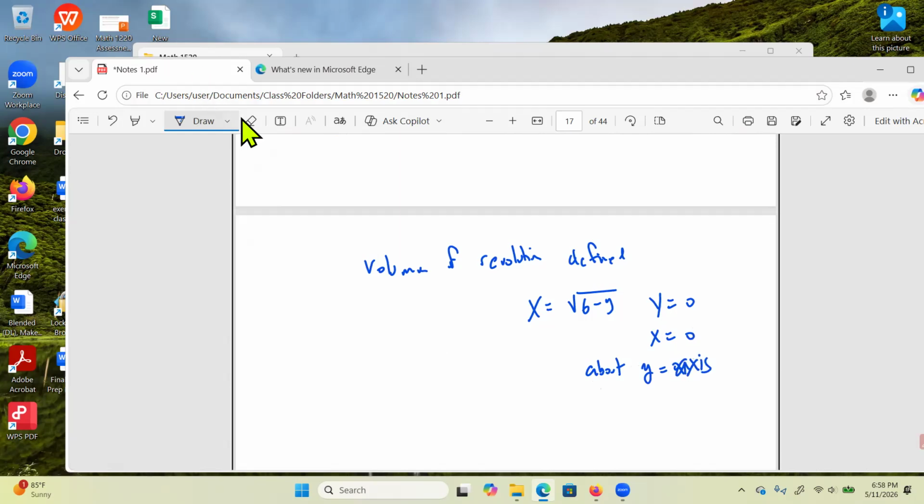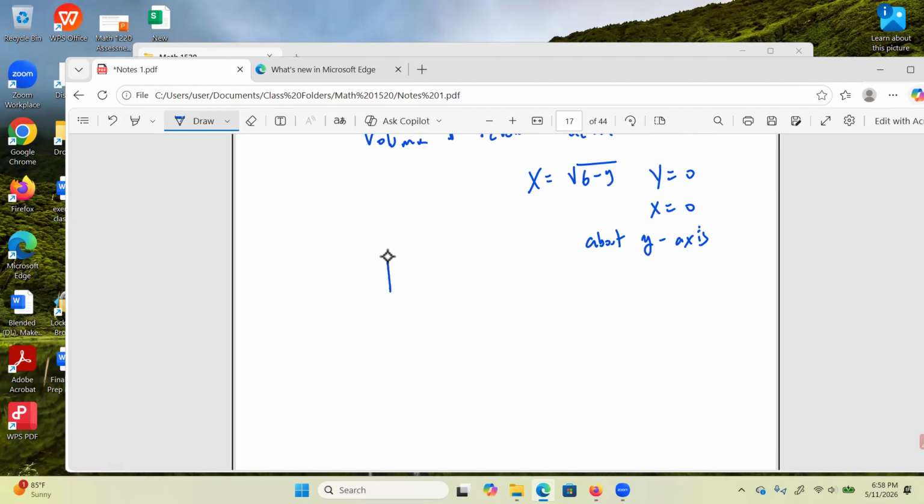Okay, go ahead and write that down in English so we know what we're doing here. But we're going to be going around the y-axis. Okay, we still have to draw this. So the first thing we have to do is figure out what's going on here. So I'm going to go ahead and draw this. It's my x, here's my y.